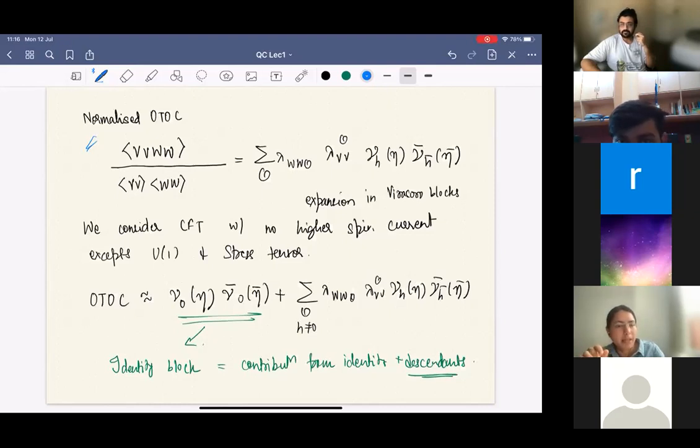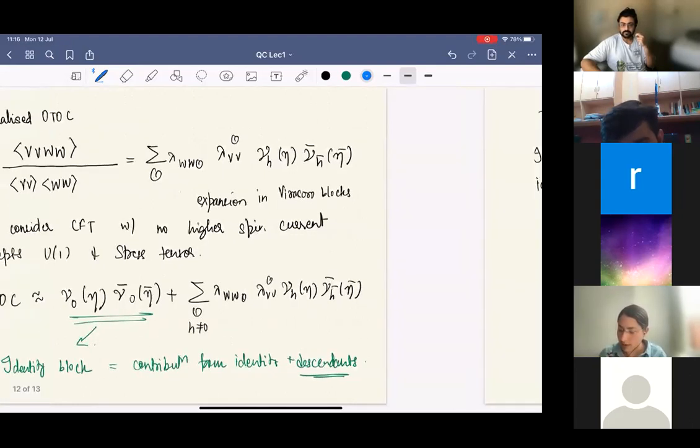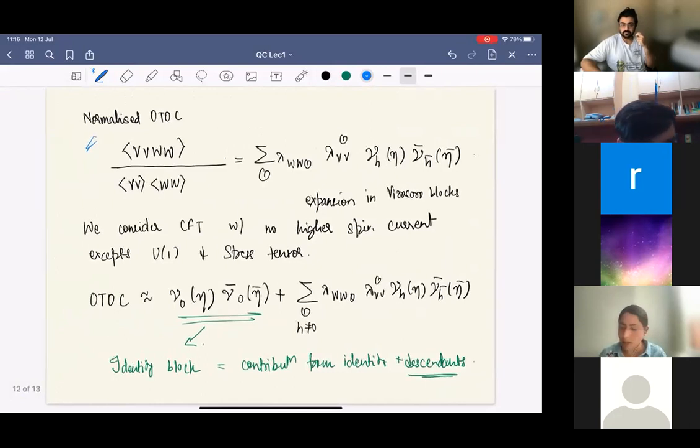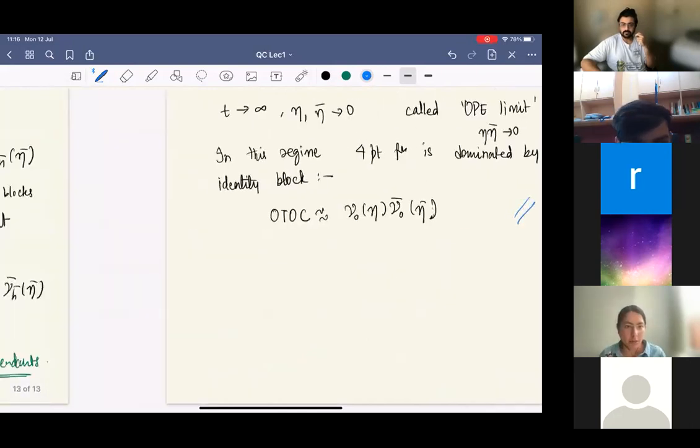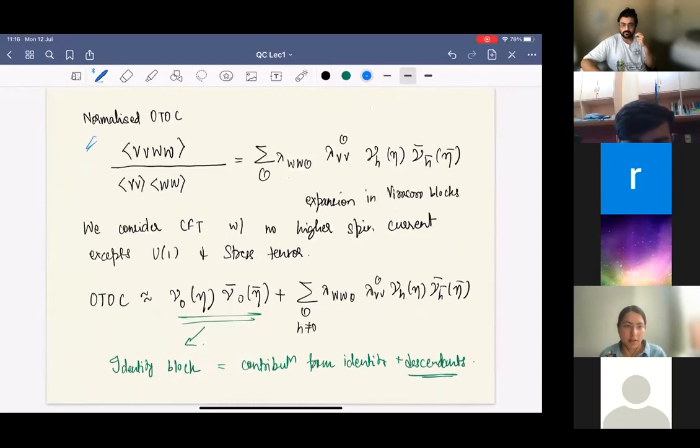Yes, so I'm saying that this discussion, from this point to this point, is just true for any 4-point function. Right now, VV and WW are close to each other. The out of time ordering will come when, under time evolution, the V and W operator locations come close to each other. That's when we will see the out of time ordering.